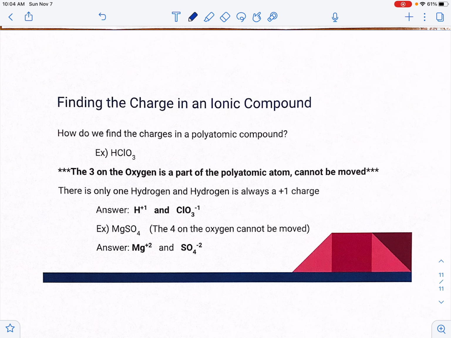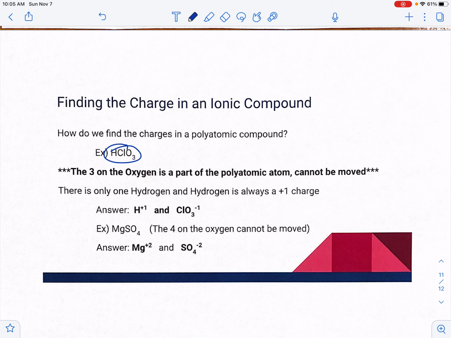Now, how do we find the charges when dealing with a polyatomic compound? My example is HClO3. I have a lot of things going on here. If you try the reverse crisscross method, you may get a little confused. The 3 on this oxygen is a part of the polyatomic ion, meaning ClO3 is 1 unit. So that means that 3 cannot be touched.